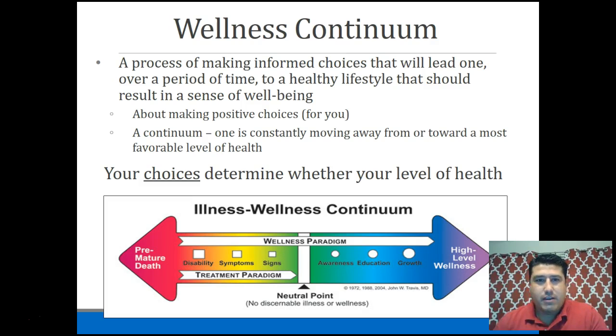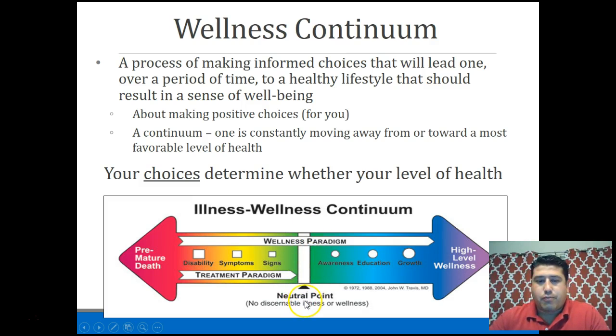Okay, what I have here is called the wellness continuum, or the illness wellness continuum. Okay, and you can see that it has two ends of the spectrum. So on one end, you see premature death, and then on the other end, you have the high level of wellness. And then right in the middle, you have the neutral point.